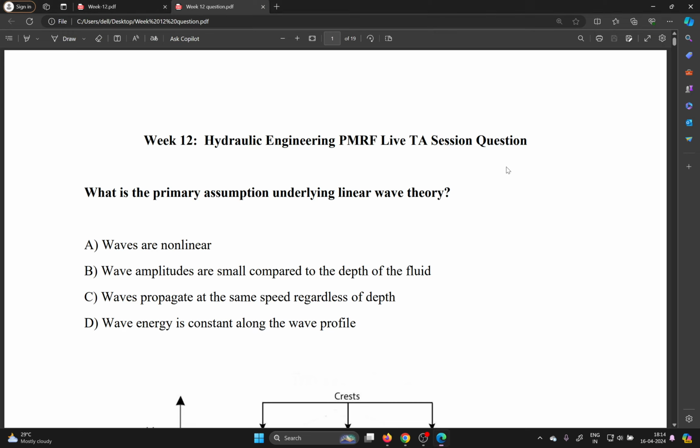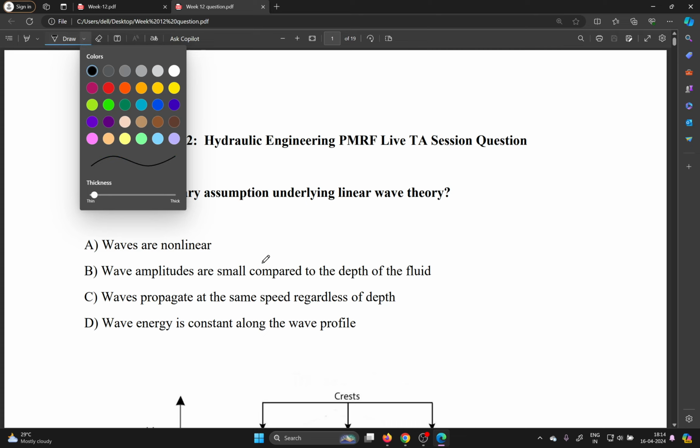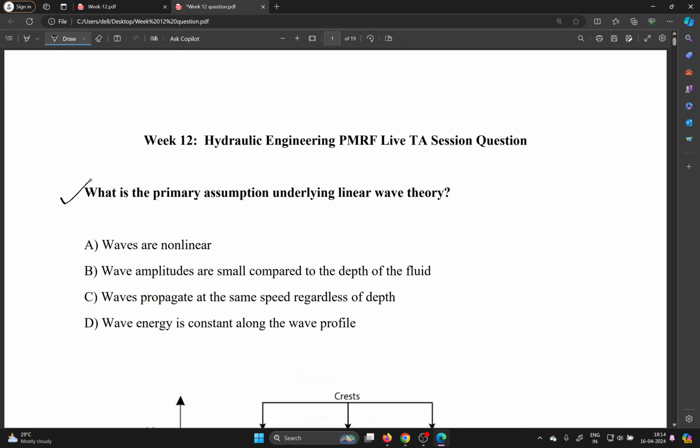The first question is a very basic question. Other questions are also very basic. So, the first question: what is the primary assumption underlying linear wave theory? Basically, what is the assumption behind the linear wave theory?